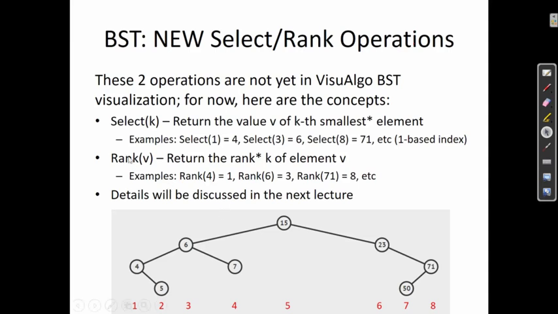So when I want to find the rank of a particular value, I will search for that value and then return its rank. For example, let's say I want to find the rank of 4. So I'll find 4. 4 is here, so what's its rank? Its rank is 1, so return 1 because it's the smallest element. Rank of 6: 6 is here, so I'll return 3. And so on. So these two operations, select and rank, I will talk about in more detail in the next lecture.